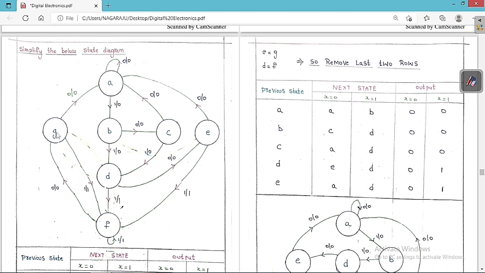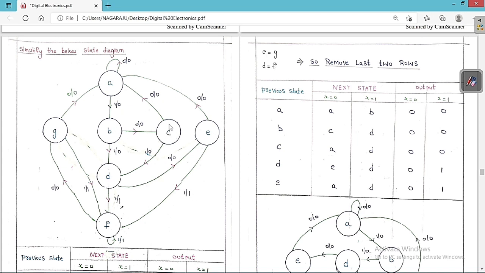But if you give an input of 1 from state J, then we are going to move to state F with an output of 1. Similarly, if you give an input of 0 from state J, we are going to move to state A with an output of 0. Similarly, from state E, if we give an input of 0, we get an output of 0 and move to state A. And if you give an input of 1, we move to state B with an output of 1. So this is what we always have to see.